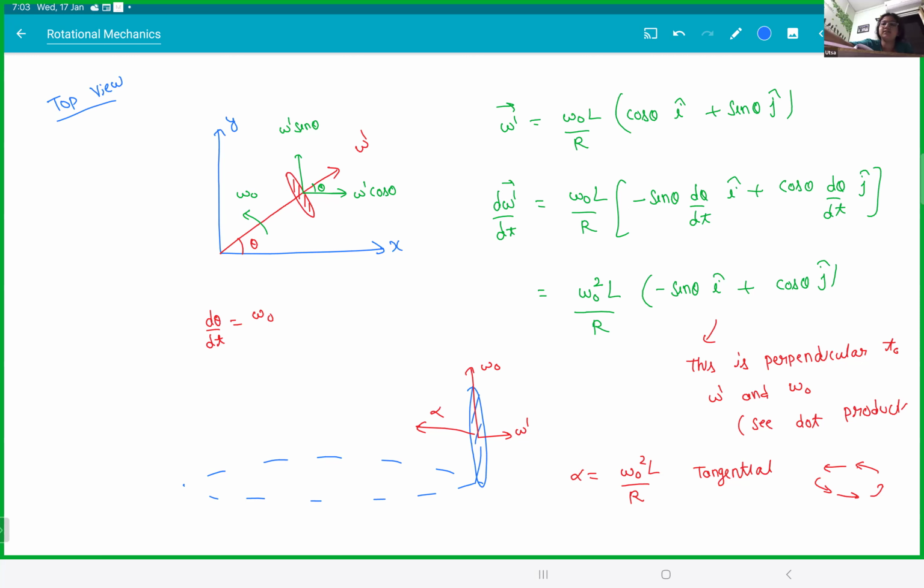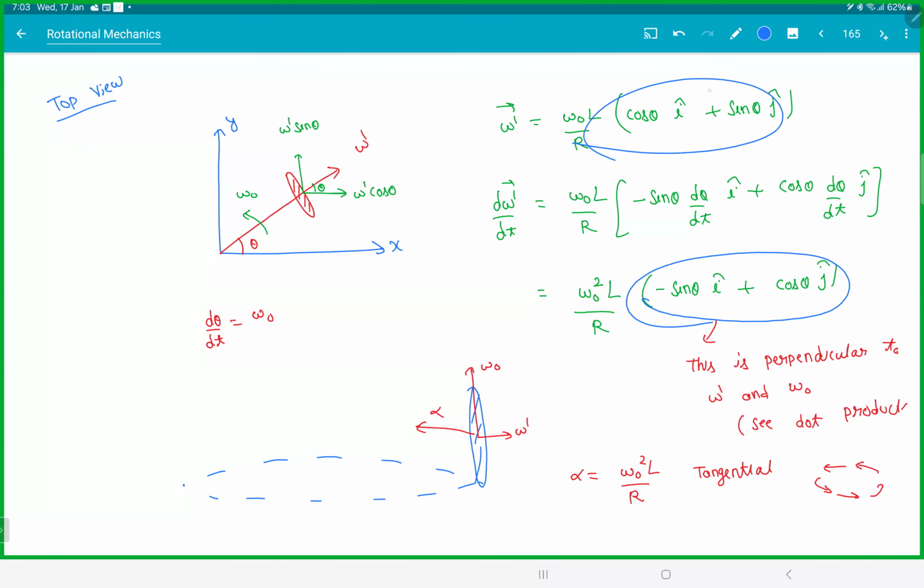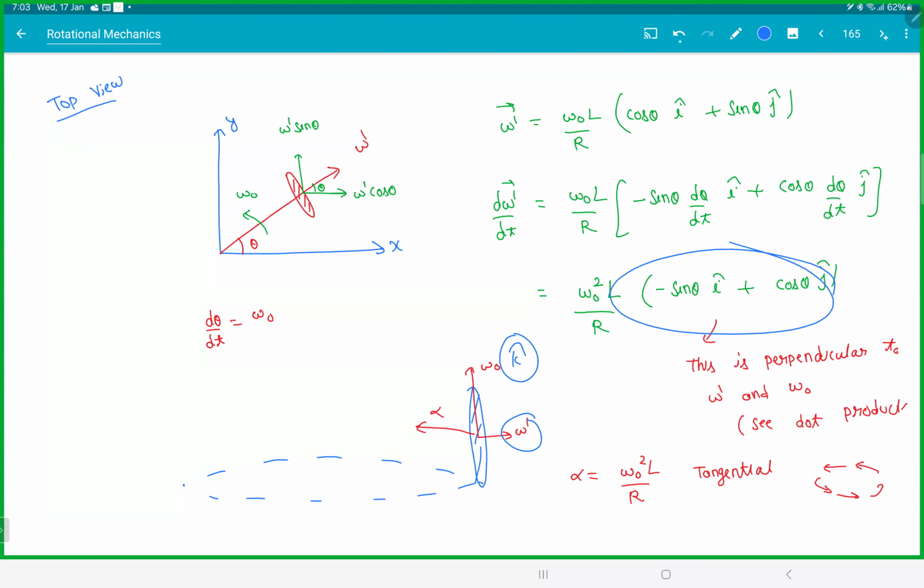Sir, how did alpha tangential come again, tell me. Look, if I do dot product with this, zero is coming. Means it is perpendicular to omega dash, and omega naught is k cap, so its dot product is also zero. Means it is perpendicular to both the vectors. It should be like this, into the plane, isn't it? It looks like X Y Z. So alpha will be going along the circle.